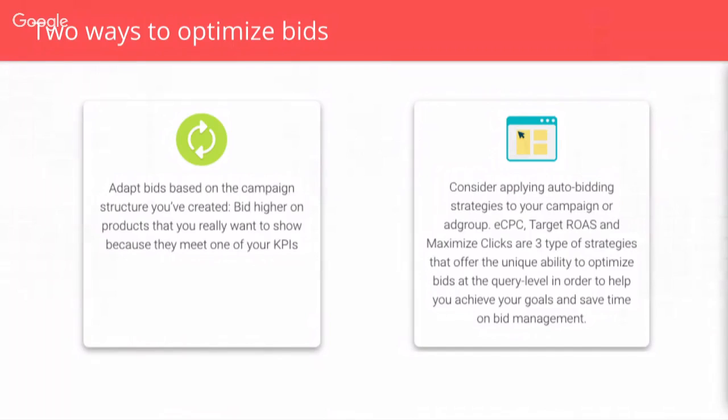Right. So there are quite a few, I believe 6 automated bid strategies, but the ones that we're going to start focusing on right now are enhanced cost per click, target return on ad spend, and maximize clicks. So these are 3 strategies that offer the unique ability to optimize bids at the query level in order to help you achieve your goals and save time on bid management.